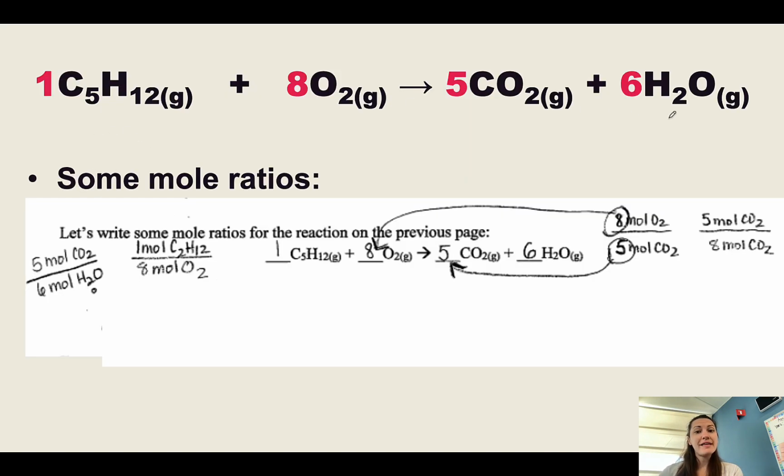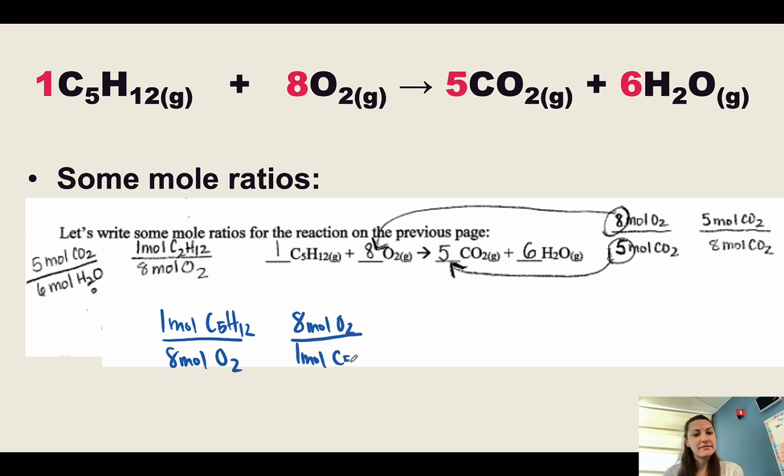So if you look at this balanced equation, I can write a bunch of different mole ratios. I know that the relationship between pentane and oxygen is 1 mole of pentane to 8 moles of oxygen. And it doesn't matter which one I write in the numerator. I could write that same relationship with the fraction flipped: 8 moles of oxygen is equal to 1 mole of pentane. And you can do that for any of these relationships.